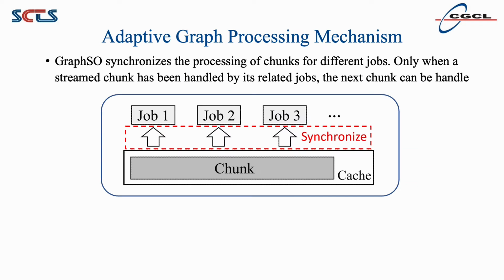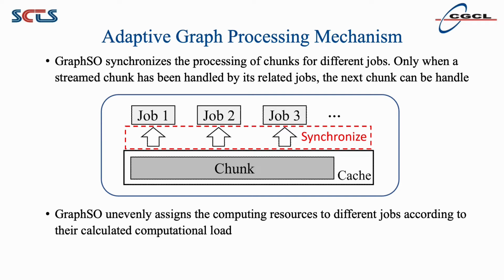To efficiently stream the logical partitions into the last level cache, the processing of chunks needs to be synchronized for different jobs. Only when a streamed chunk has been handled by its related jobs can the next chunk be handled. So we designed an adaptive graph processing mechanism.